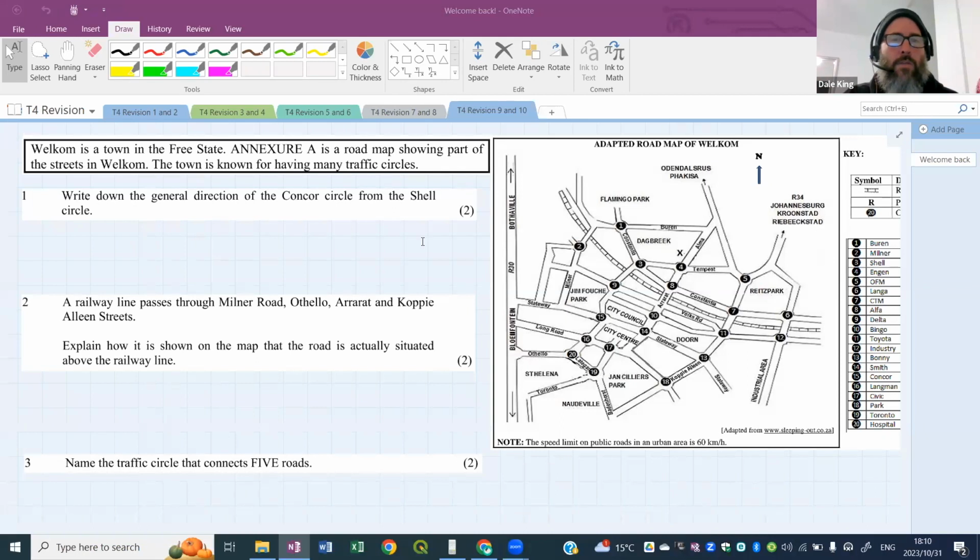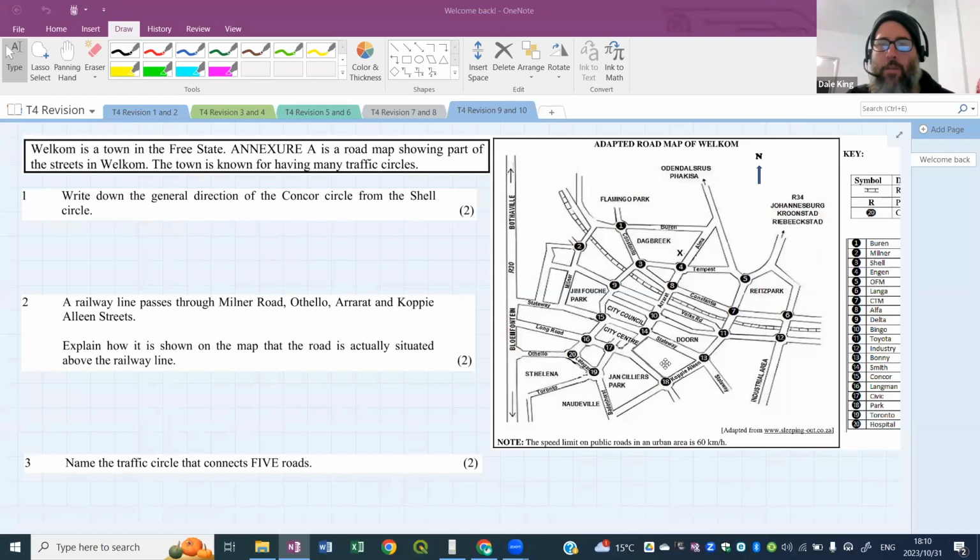So here comes the first question. I don't know if you guys can see it. If it's too small, please shout. I'm trying to fit as much as I can onto the screen here. Here comes the first question. Write down the general direction of the Concourse circle from the Shell circle.